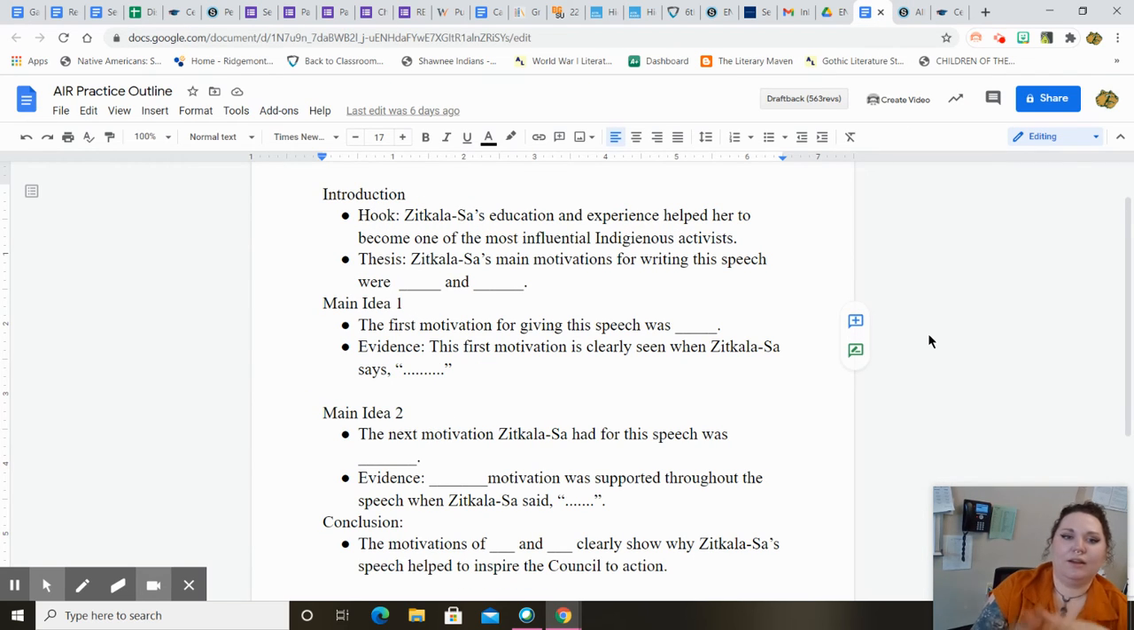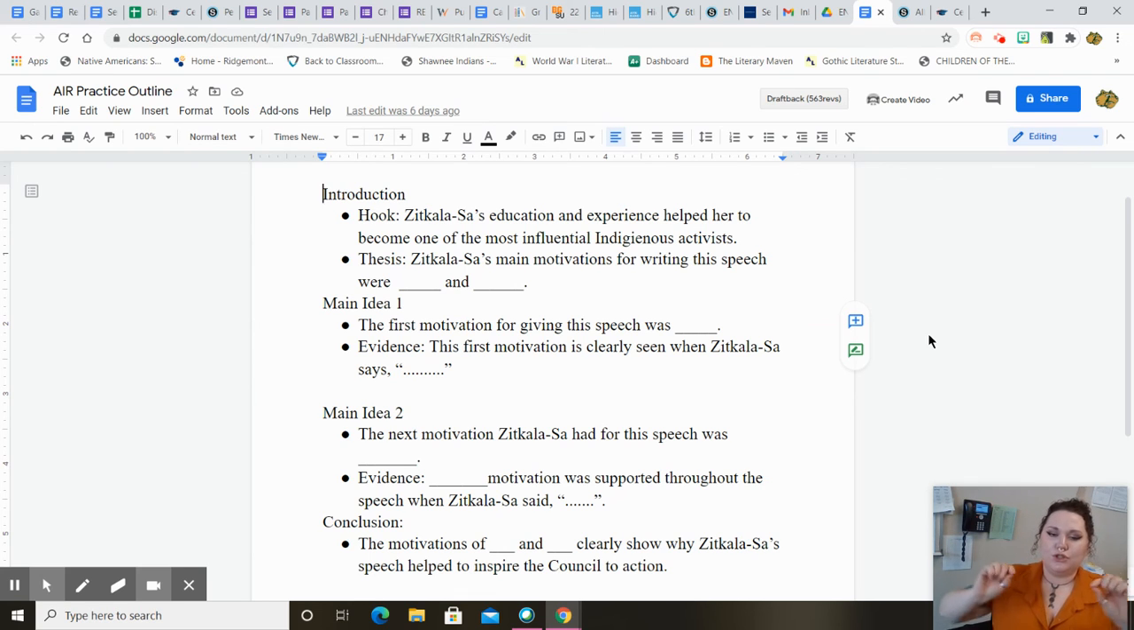So then I'm going to highlight why Zitkala-Ša is important in the first place for my hook, okay? Your hook can be an important statement or a quote. Do not use questions, okay? Just don't do it. Then your thesis is just fill in the blank: Zitkala-Ša's main motivations for writing this speech were blank and blank. And then you tell me.